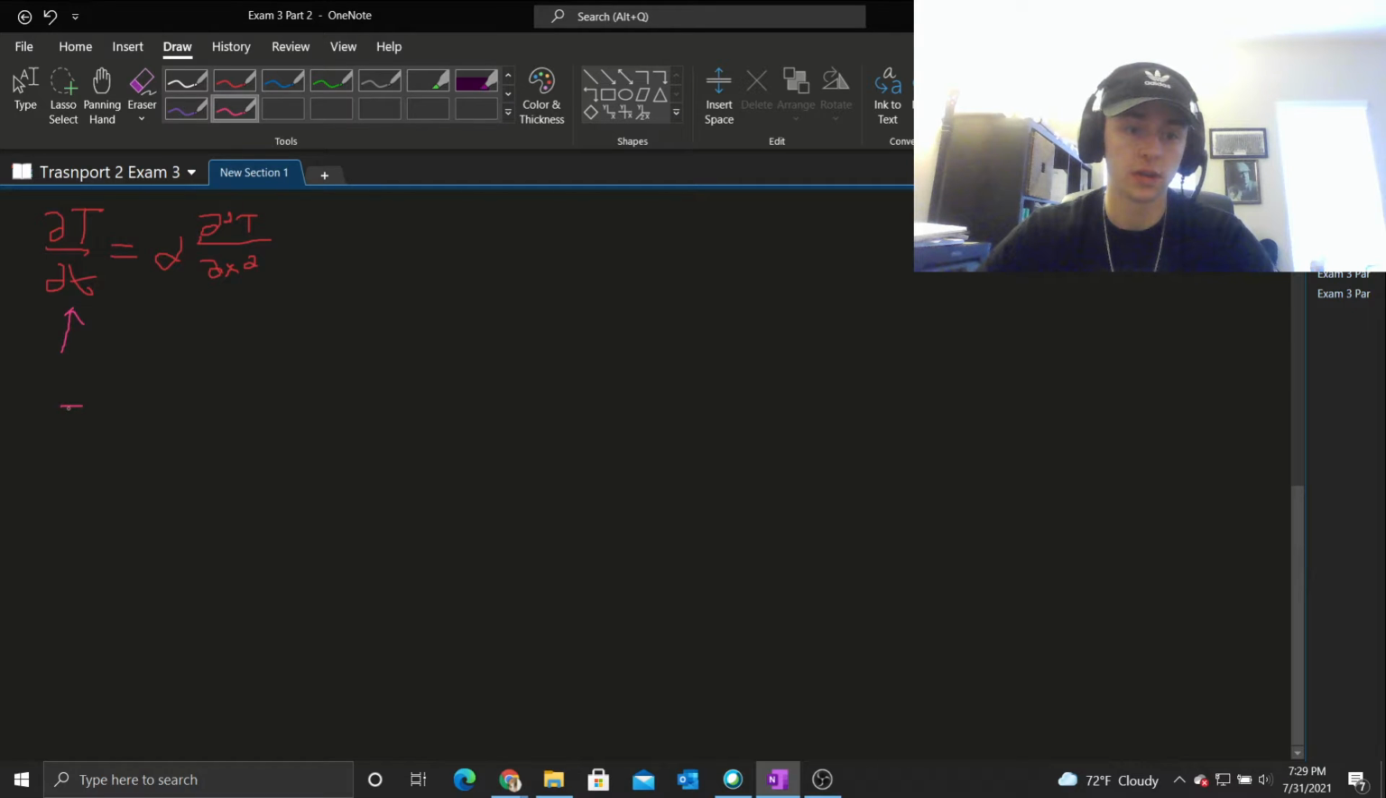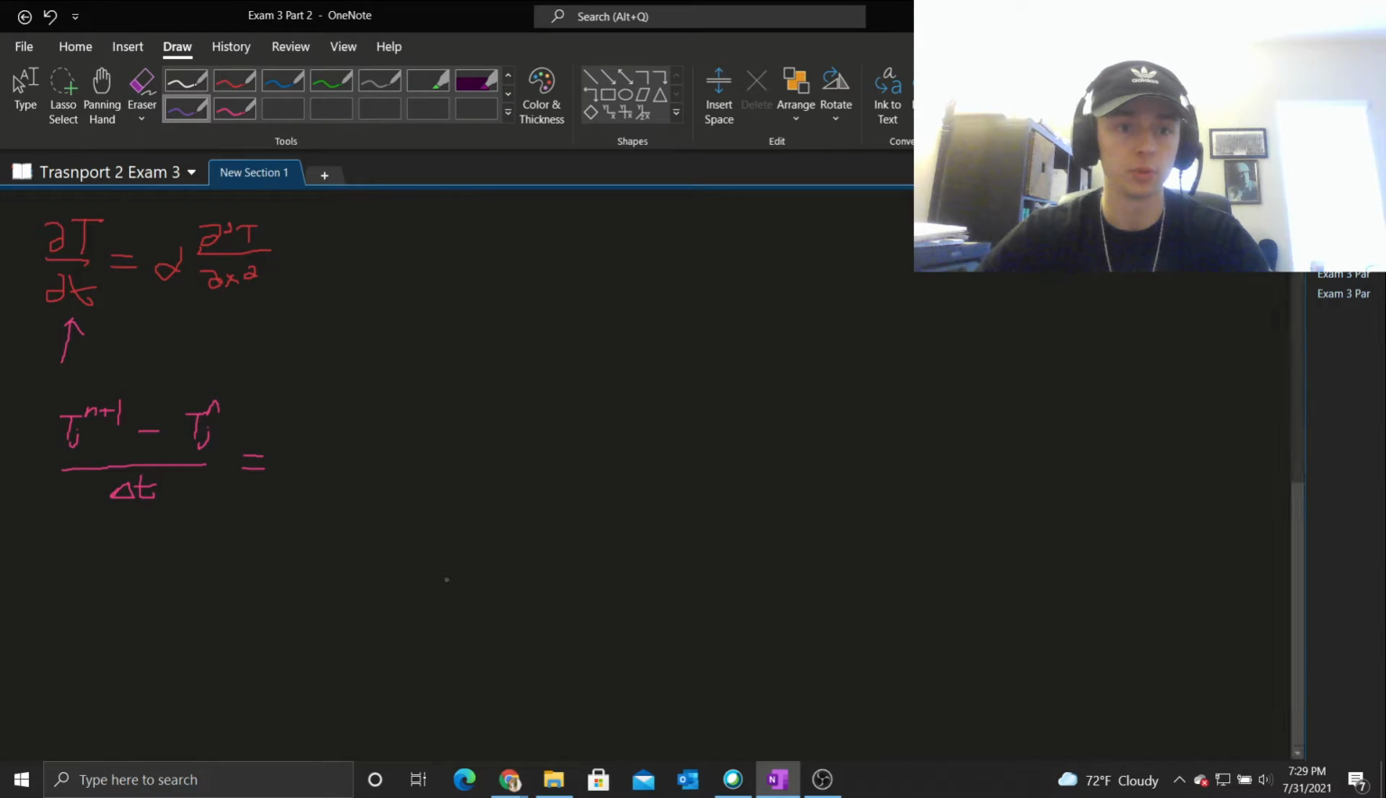in the bar, the temperature at position j at time n plus 1 minus the temperature of the bar in the same position at our current time, divided by the change in time, is equal to, and we're going to carry our thermal diffusivity through, this part of the equation, which can be expanded and written as the thermal diffusivity times the derivative with respect to x of the derivative of temperature with respect to position.